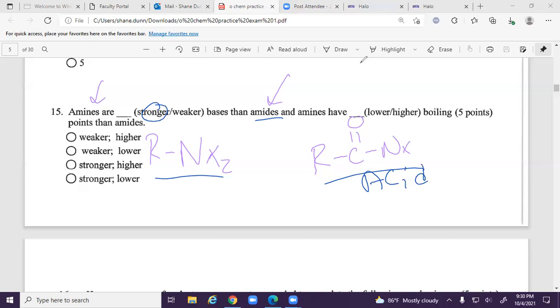But because it has a resonance structure, it's more stable, right? Resonance makes you more stable. If you're more stable, do you have a higher or lower boiling point? Higher boiling point. Yes, the amide would have a higher boiling point. What about the amine? The amine would have lower. So amines are stronger bases and have lower boiling points. Read the question very carefully. Not the amide, the amines have a lower boiling point, which is true, and the amines are more basic.